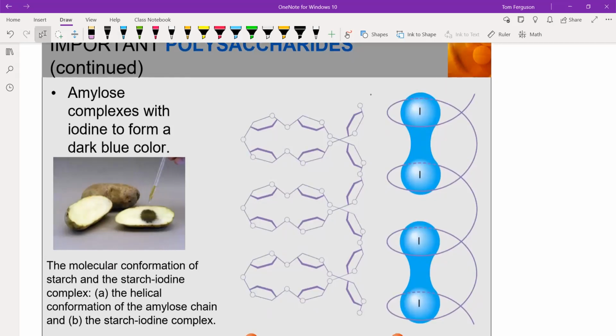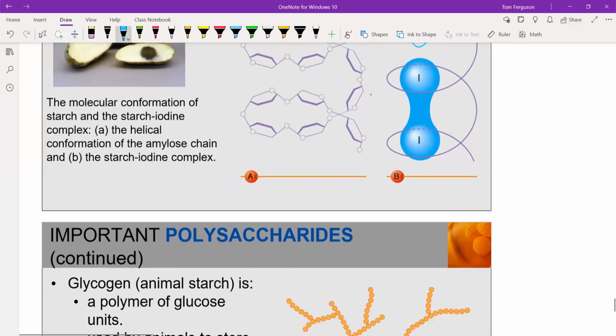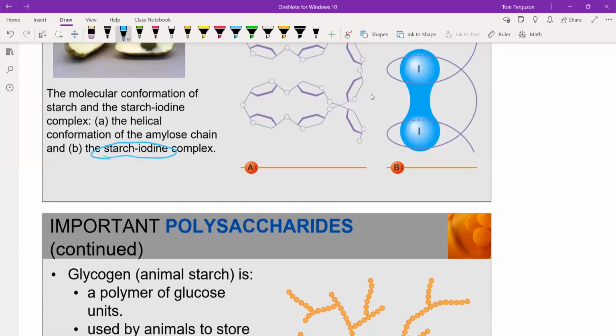A common test for starch or amylopectin is to add iodine, I2, and that ends up forming a very dark spot. It's almost black. I think they describe it as a dark indigo. And it's the starch-iodine or amylopectin-iodine complex.